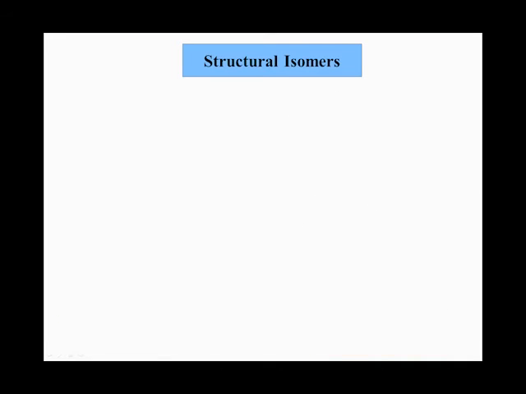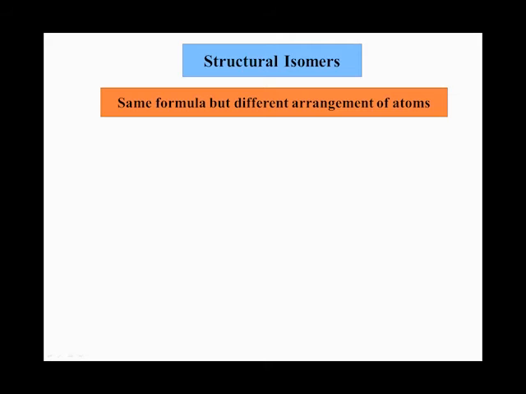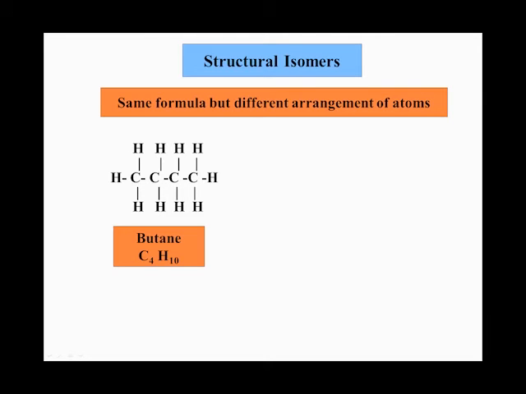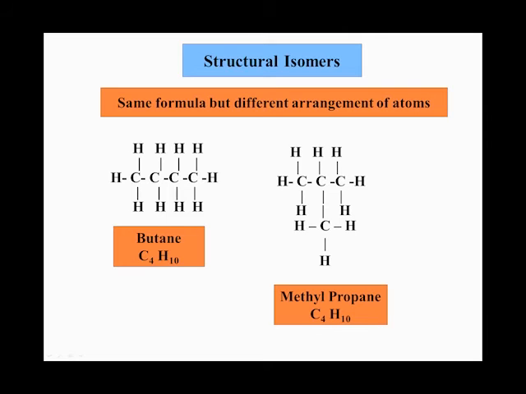Isomers. Isomers are compounds that have the same formula but a different arrangement of atoms. That is structural isomers. There are other kinds of isomers which we will talk about in a few minutes. Here's an example. Butane would have the formula C4H10. It's a straight chain. We know about this already. All single bonds, therefore butane. However, the formula for methylpropane is exactly the same.